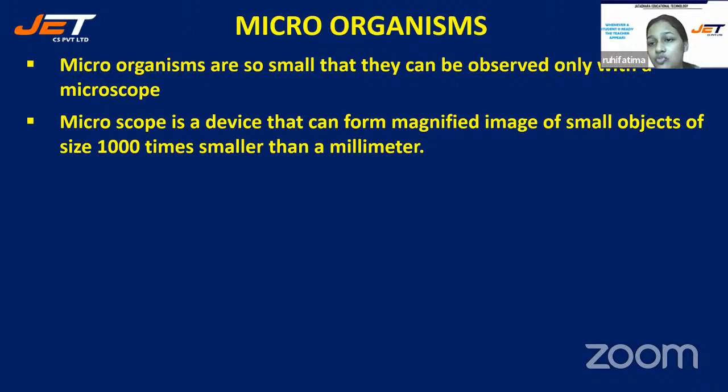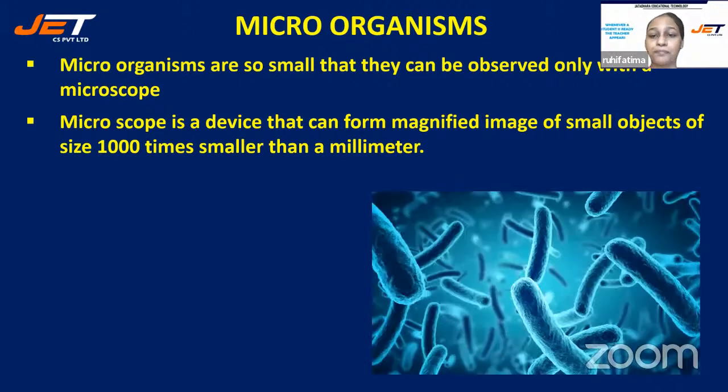Now what does a microscope do? How can we see them? A microscope basically magnifies the image of that small object or organism 1000 times. Are you getting it? 1 millimeter is so small, and it can be magnified 1000 times more. That's why we can see them through a microscope, though not with our naked eyes.